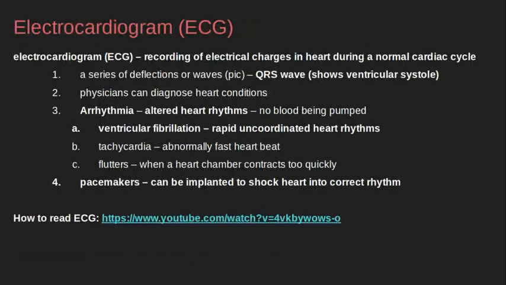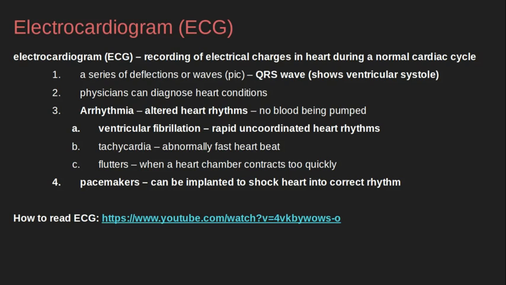And an ECG is a recording of electrical charges in your heart during a normal cardiac cycle. It's like a series of waves that they represent on a picture. They call them QRS waves. And then they show the systole on there. With this, physicians can look at the graphs and diagnose certain heart conditions. So if you have arrhythmia or an altered heart rhythm, that means like no blood is being pumped. They can see that on this test.